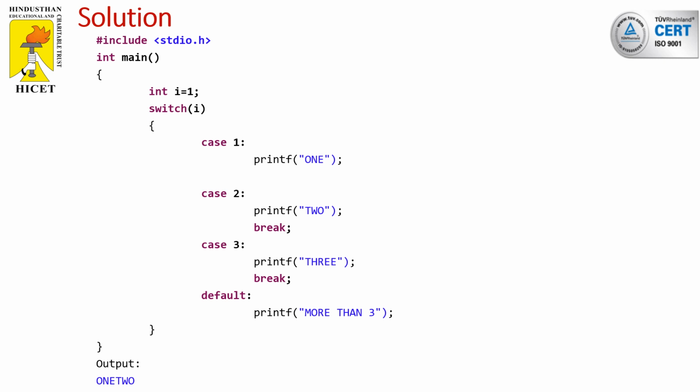In this case, the value of I is 1. So the switch case expression value is 1. 1 matches with the case constant 1. 1 equal to 1, the condition is true. It prints ONE. We didn't use a break statement here, so it continued to execute the next case block, that is case 2. It prints TWO and the next statement is break, so it comes out of that block. So if we don't use a break statement, it automatically executes the next cases.